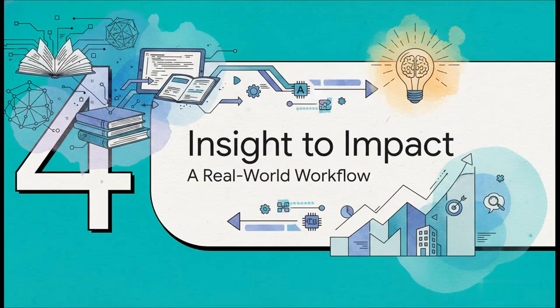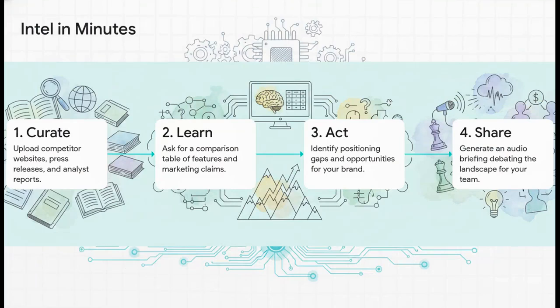So you might be wondering, how does all of this actually come together in the real world? Let's walk through a super practical example to see how you can go from just a pile of information to making a real strategic impact. Let's take a classic marketing task, competitive intelligence. First, you curate. You just dump in your competitors' websites, press releases, analyst reports, whatever you have.